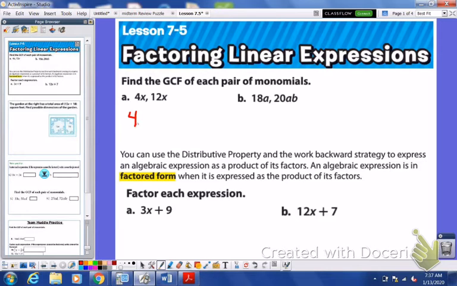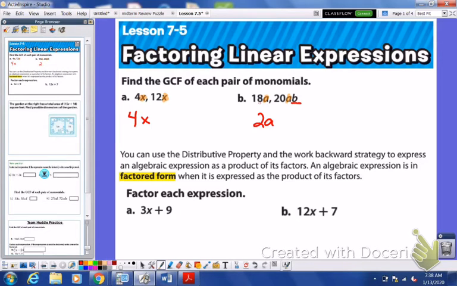The new part here is dealing with our variables. So you see we have an x in each monomial, which means that we can take an x out in our GCF. Versus if we look at part B, we have 18a and 20ab. So our 18 and 20, the largest number that divides into both 18 and 20 is 2. Now if we take a look at our variables, I see I have an a and an a, so I know I can divide out an a. Now the second monomial has a b, however my first monomial does not, therefore I cannot put a b as part of my GCF. So my GCF for 18a and 20ab is just 2a.